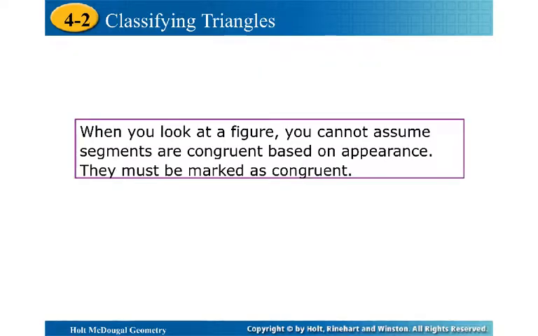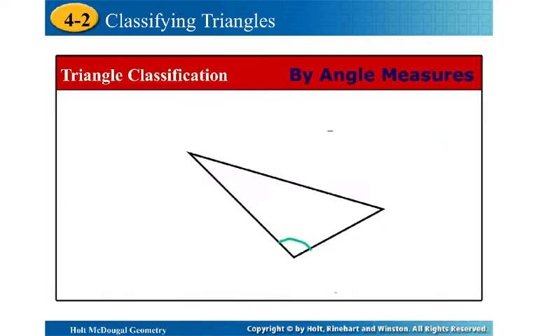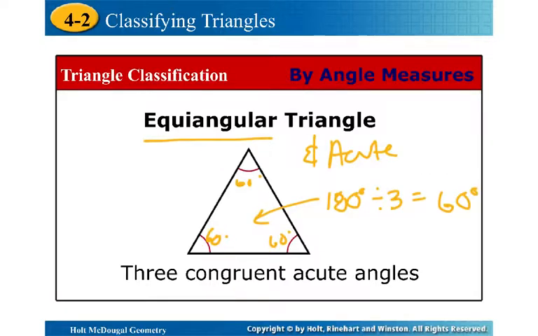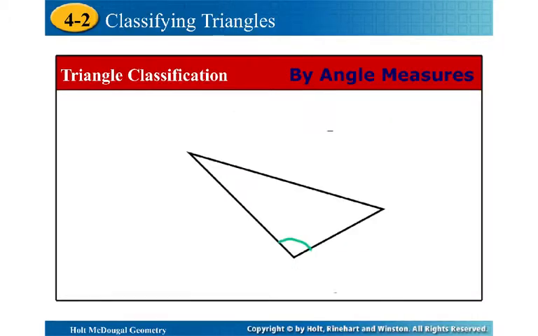Alright, so another thing to note is when you look at a figure, you cannot assume segments are congruent based on appearance. So as much as I draw 2 lines that literally look exactly the same, unless they have a congruent marking on them, you cannot say that they are the same. So as I look at, for instance, this equiangular triangle, I cannot say that this side length is equal to this side length unless, of course, it's mentioned. We will actually go to a definition that helps us with that.